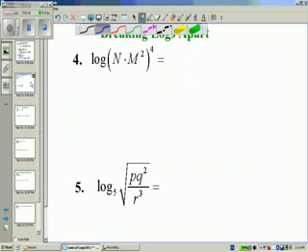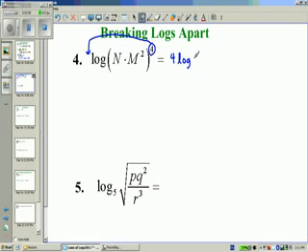All right, moving on here. Let's just look at a couple of examples of how we're going to use these rules. Here, my goal is I want to break this apart and separate it into as many logs as possible. So looking at the big picture here, I have a number raised to a power. So I'm going to use rule number 3, and I'm going to bring this out in front first. So that's going to give me 4 log of n times m squared.